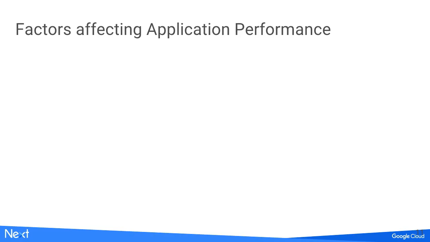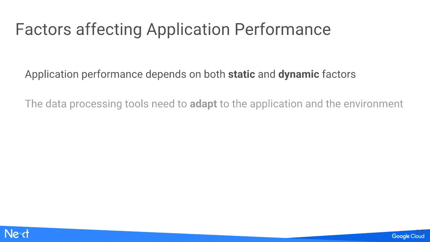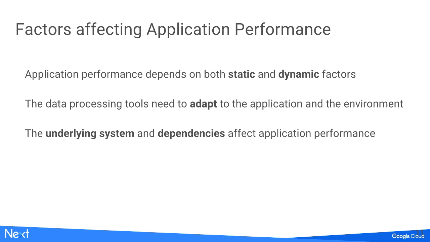Okay, so to summarize, the factors that affect application performance can be static, like system libraries, or dynamic, like the things that happen at runtime, which were our worker and execution environment, for example. The data processing tools need to adapt to the application and the environment. And the underlying system and dependencies affect application performance, right?